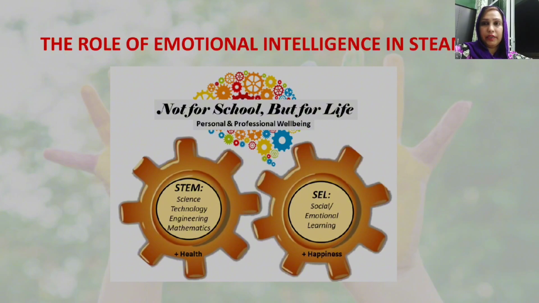Success requires integrating both skill sets and adapting and coping with a volatile, uncertain, complex, ambiguous and connected world. For personal and professional well-being, these need to include health, medicine and happiness, positive psychology. Educational curriculum needs to actively engage in developing the whole person.